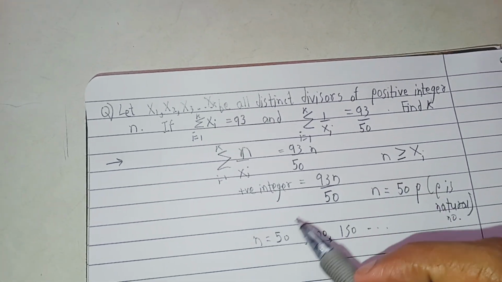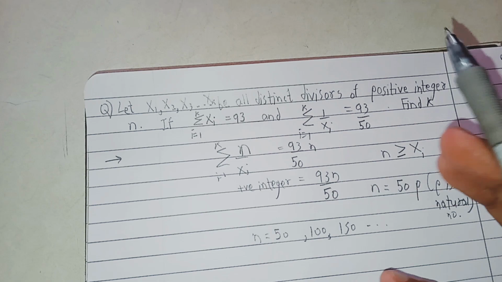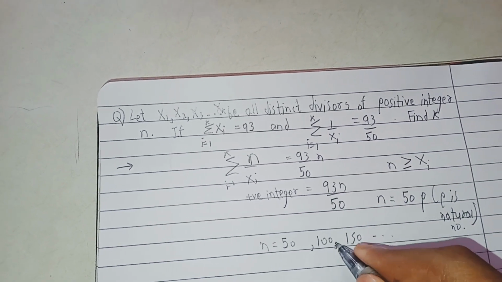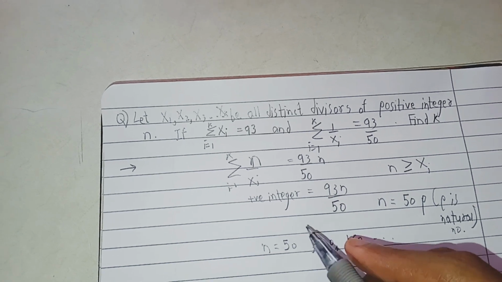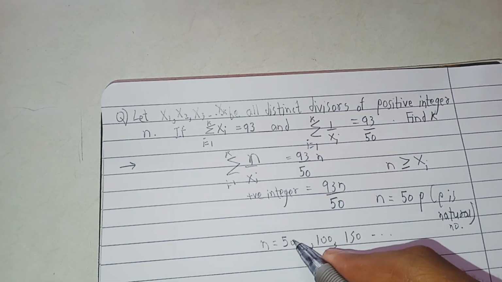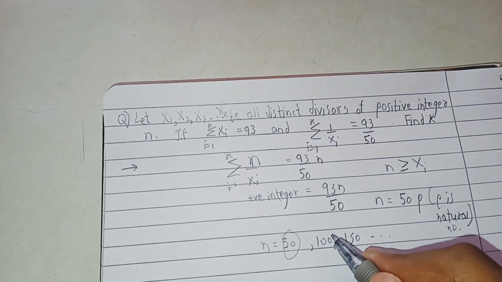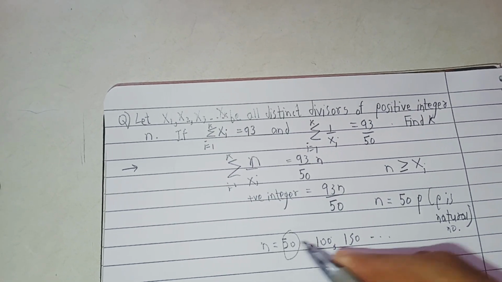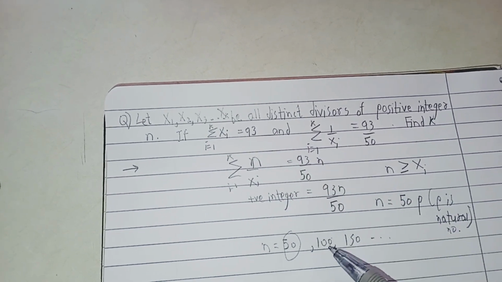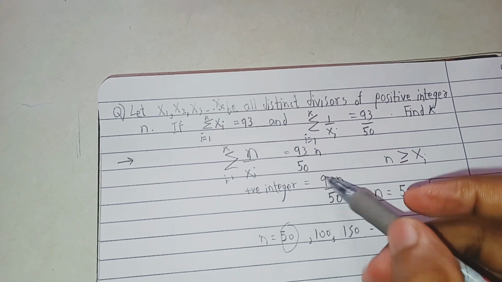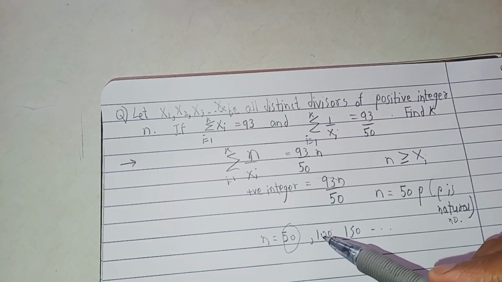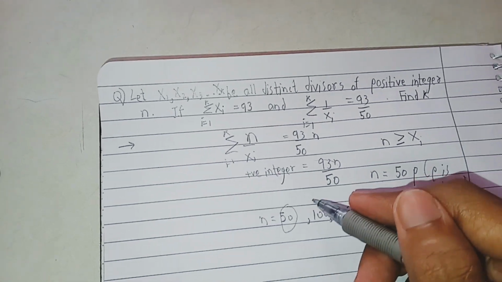Now we are given that the sum of its divisors is 93, and you know that 100 has the number itself as its divisor. So the only possible number is 50, because if you say 100 is the number n, then this cannot be less than 100, because 100 would be a divisor of 100. So this must be greater than 100 for numbers ahead of 50. So our n is 50.